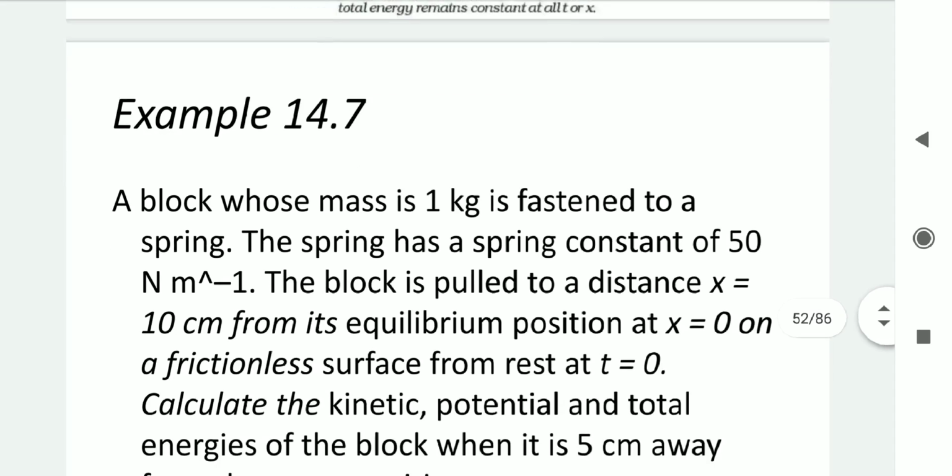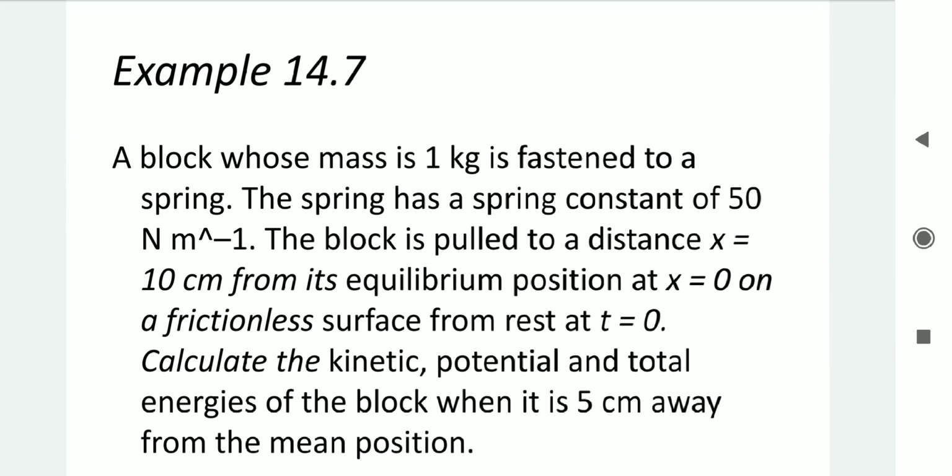Let us understand an example regarding the same. A block whose mass is 1 kilogram is fastened to a spring. The spring has a spring constant of 15 Newton per meter. The block is pulled to a distance of 10 centimeter from its equilibrium position x equal to 0 on a frictionless surface, from rest at t equals 0. Calculate the kinetic, potential and total energy of the block when it is 5 centimeter away from its mean position.